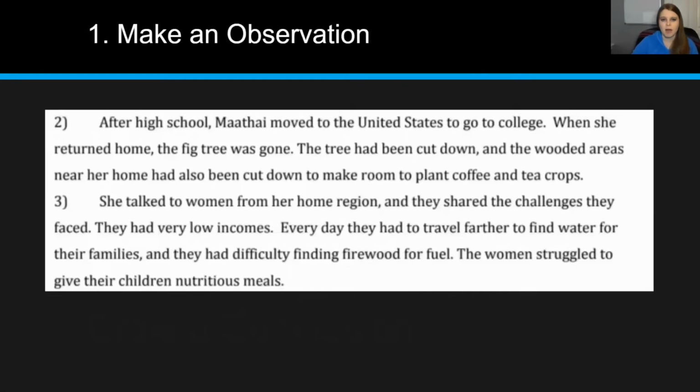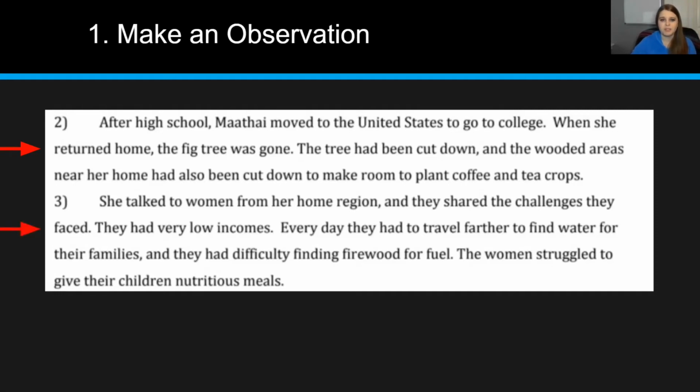So with our reading about Wangari Maathai and Trees for Peace, let's see what she did that follows the scientific method. So what observations did she make? Well, she went away to college and she comes home and she observes that her fig tree is gone. It had been cut down to make room to plant coffee and tree crops.